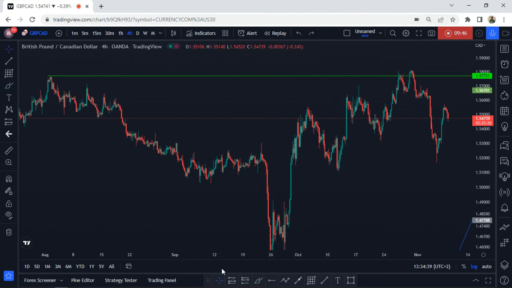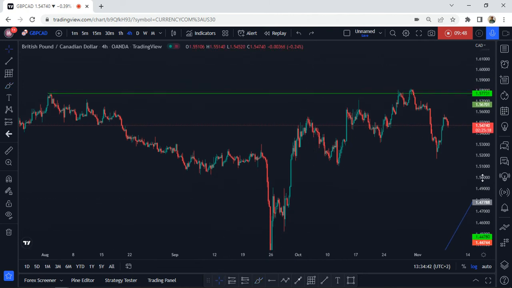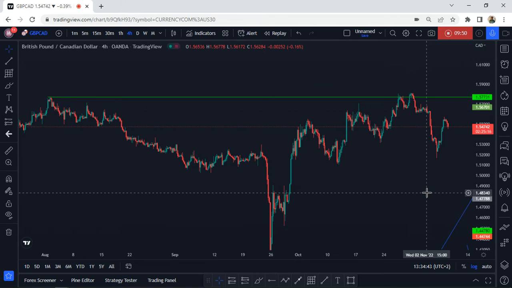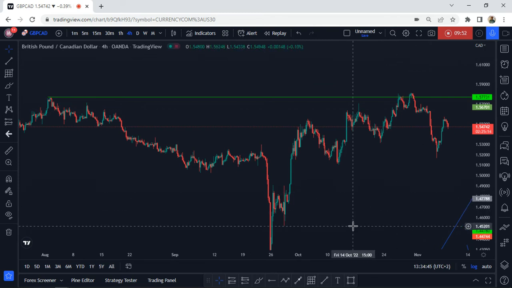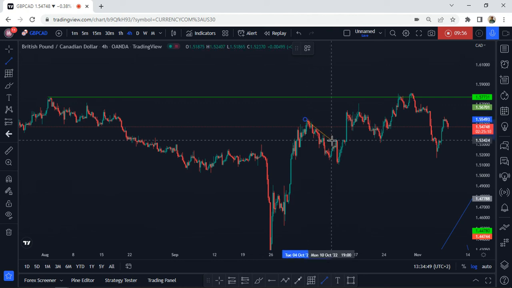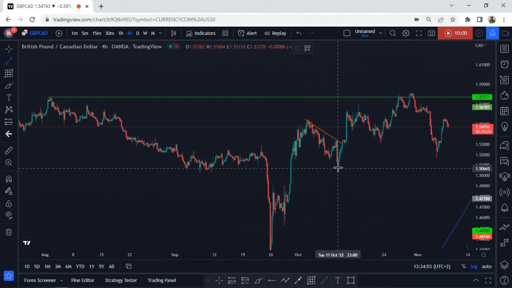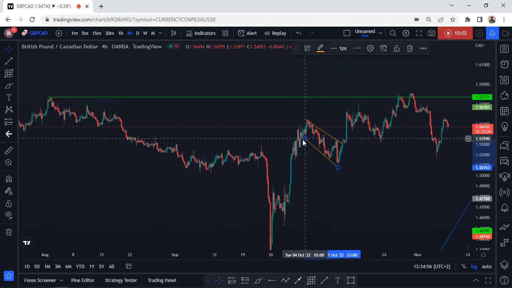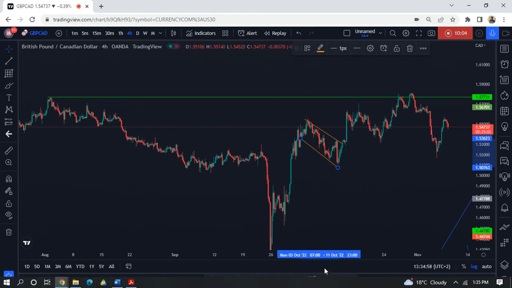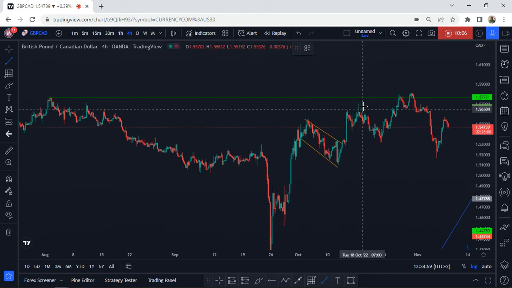Now I want to talk about the continuation pattern. For the continuation pattern, we prefer to take the bullish flag. So we can spot our bullish flags here, guys. This is the first bullish flag, and this is the second bullish flag.